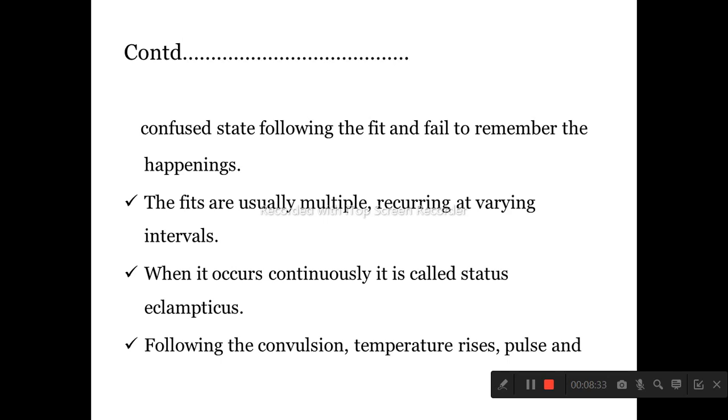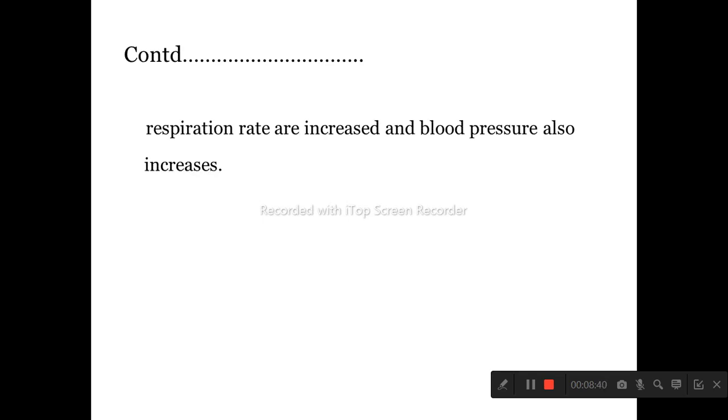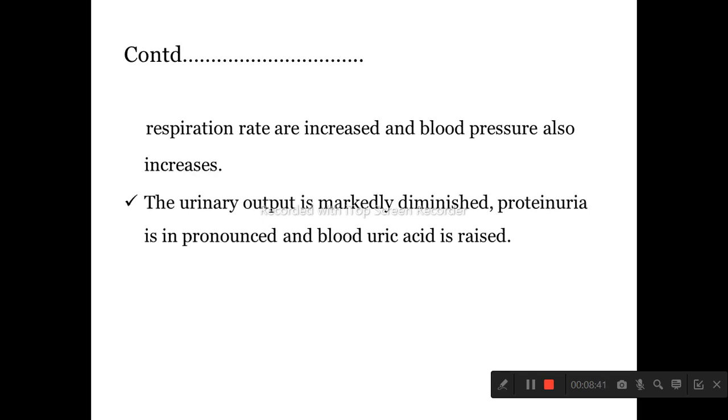Then following the convulsions, temperature rises, pulse and heart rate rise, respiration rate increases, and blood pressure also increases. The urinary output is markedly diminished, proteinuria is pronounced, and uric acid is raised. So as we have already discussed, all the vital parameters are increased, urinary output is decreased, and with proteinuria we will find an increase in the blood urea level.